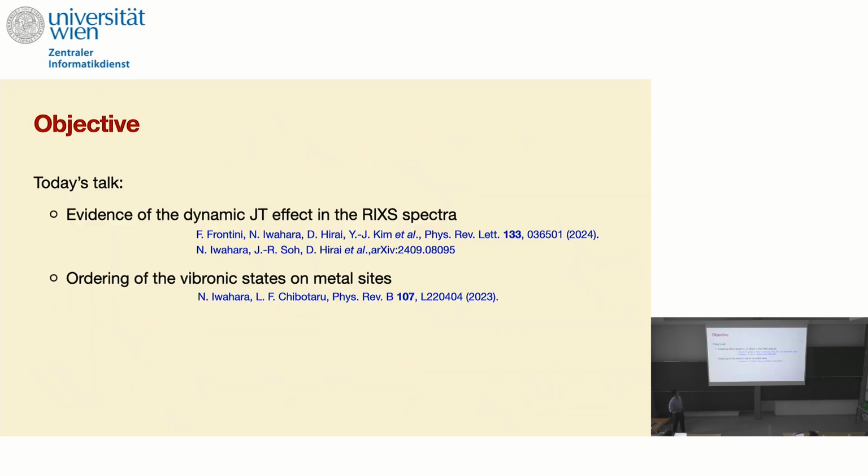So today's talk consists of two parts. The first part is based on recent RIXS spectra. I will explain why we have to consider the dynamic Jahn-Teller effect. And in the second part, I will explain what is the benefit of considering it, what happens with the dynamic Jahn-Teller effect in the ordered phases.